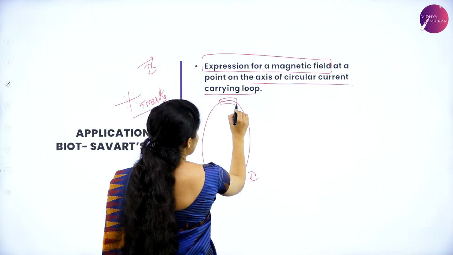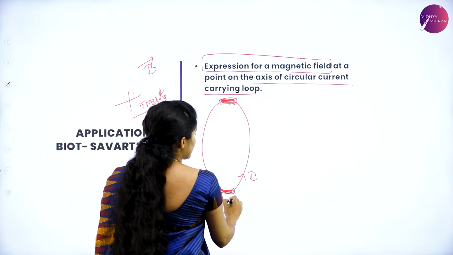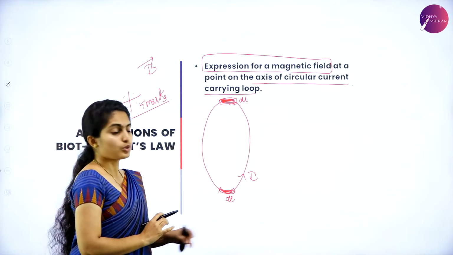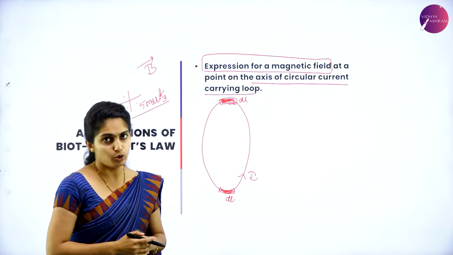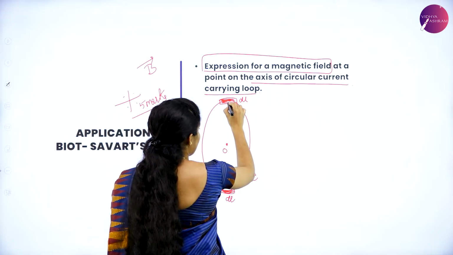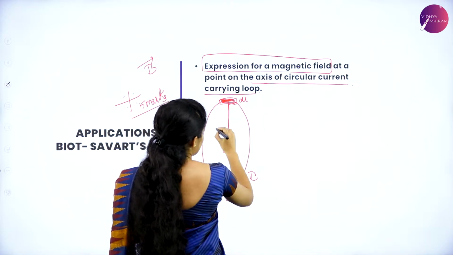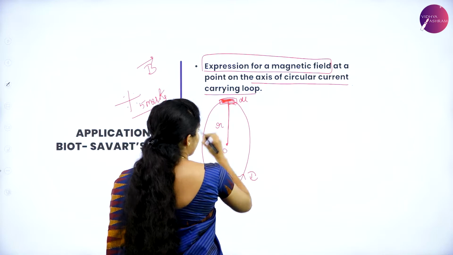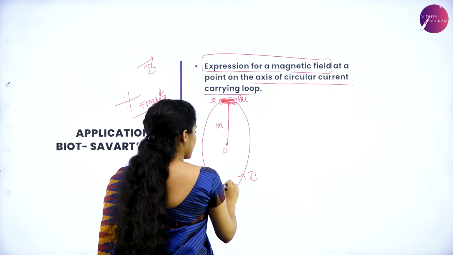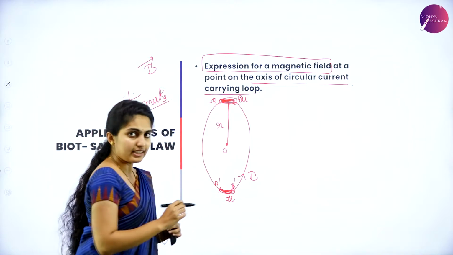So consider this point element and this as one element which is having an elemental length dl, and a current I is flowing through that circular loop. This is a circle, this is said to be the center, that is the origin O, and the distance from here to here, that is from the circumference to the center, is given as radius r. Call this line element as AB and this as A dash B dash. So this is an element which carries a current.